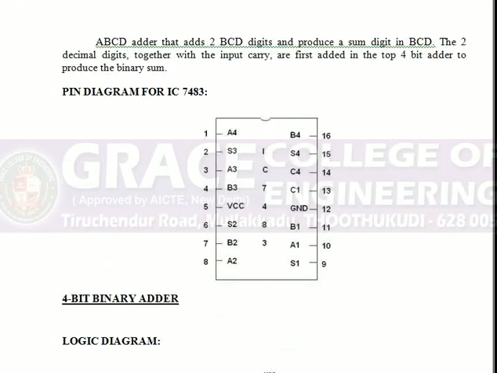This is the pin diagram for the adder. That is, IC 7483 is used here. See, the pins are here. There are 16 pins. The 5th pin is for VCC and the 12th pin for ground connection.